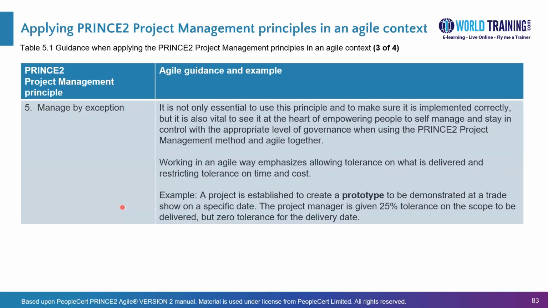Then we have managed by exception, which is mainly about defining tolerances in Prince2 project management and having a method by which escalation happens to the upper level of management in case there is a likelihood of violating a tolerance, such as a cost tolerance or a time tolerance and so on, at a stage level or a project level or even at an iteration within a stage.